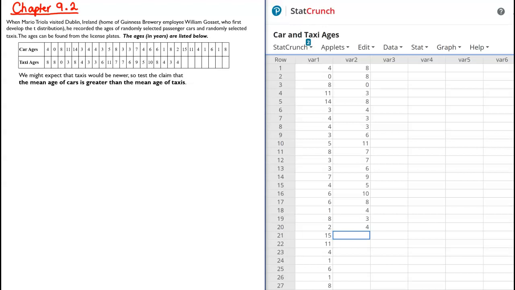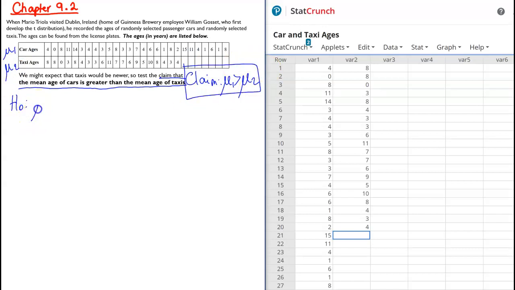Let's identify the claim first. The claim is that the mean age of cars is greater than the mean age of taxis. Let's write the claim in symbolic form. We are claiming that mu1, the mean age of cars, is greater than mu2, the mean age of taxis. The null hypothesis is that mu1 is equal to mu2, basically that there is no difference between the two means.